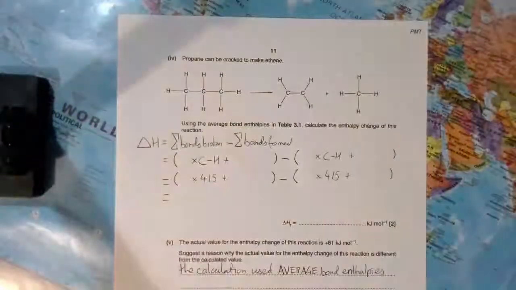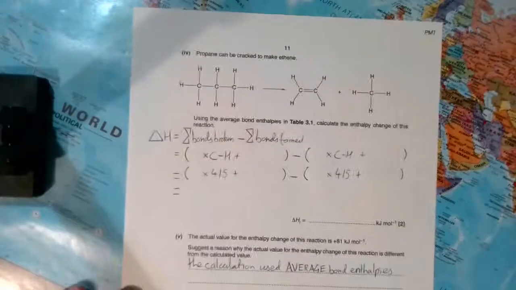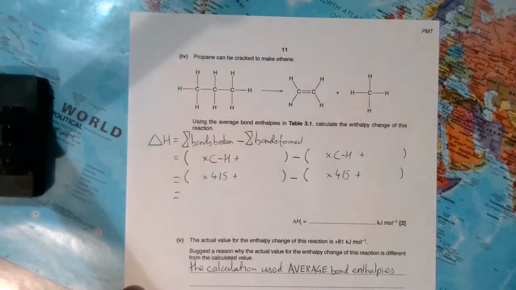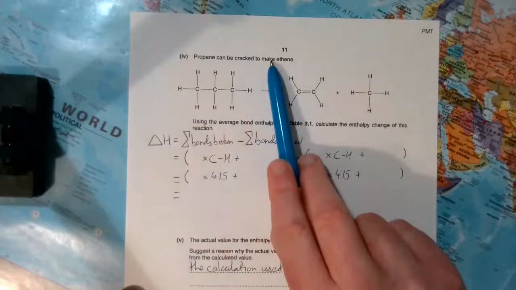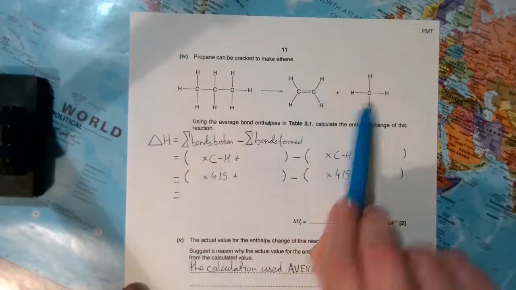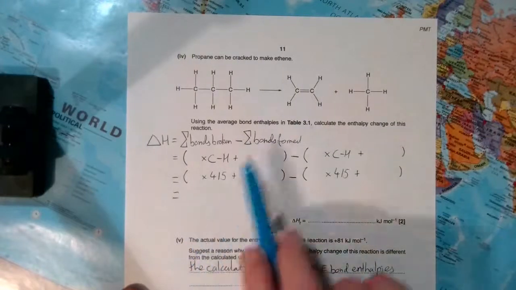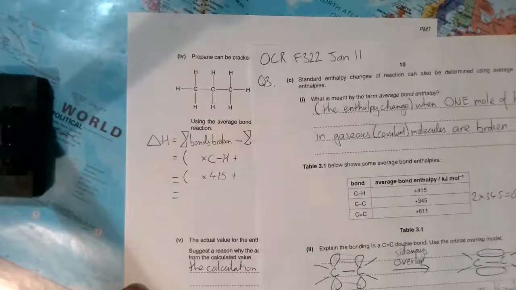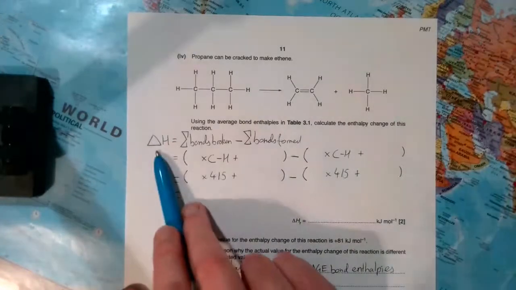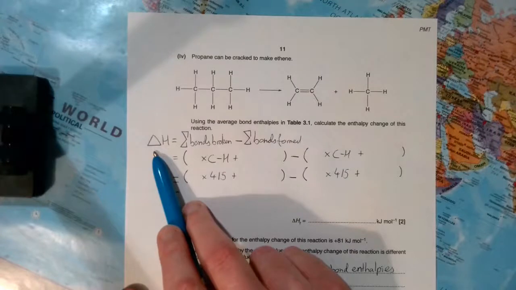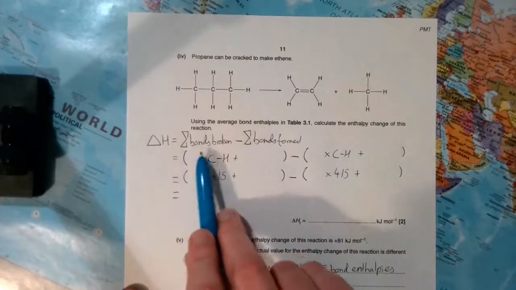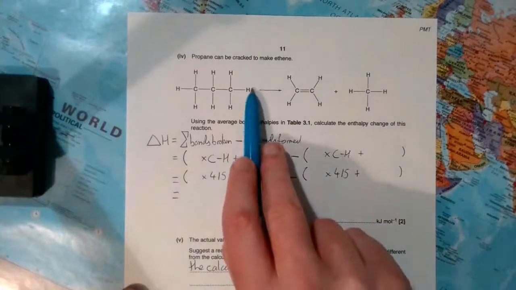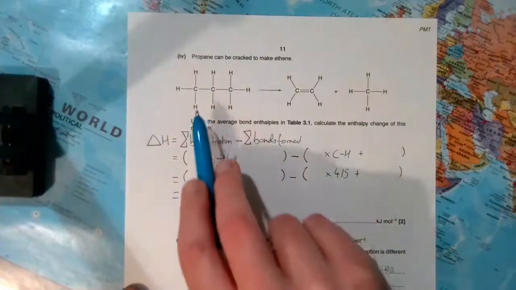Okay, on to the next part of the question, actually using these bond enthalpies to calculate an enthalpy change of reaction. So they tell you propane can be cracked to make ethene, and then it's also got a methane there. You have to use the average bond enthalpies in table 3.1, which is there. Now the first thing, learn these equations and make sure you can use them accurately. Enthalpy change is the sum of all the bonds broken minus the sum of the bonds formed. So look at your molecule and actually count what you're doing.